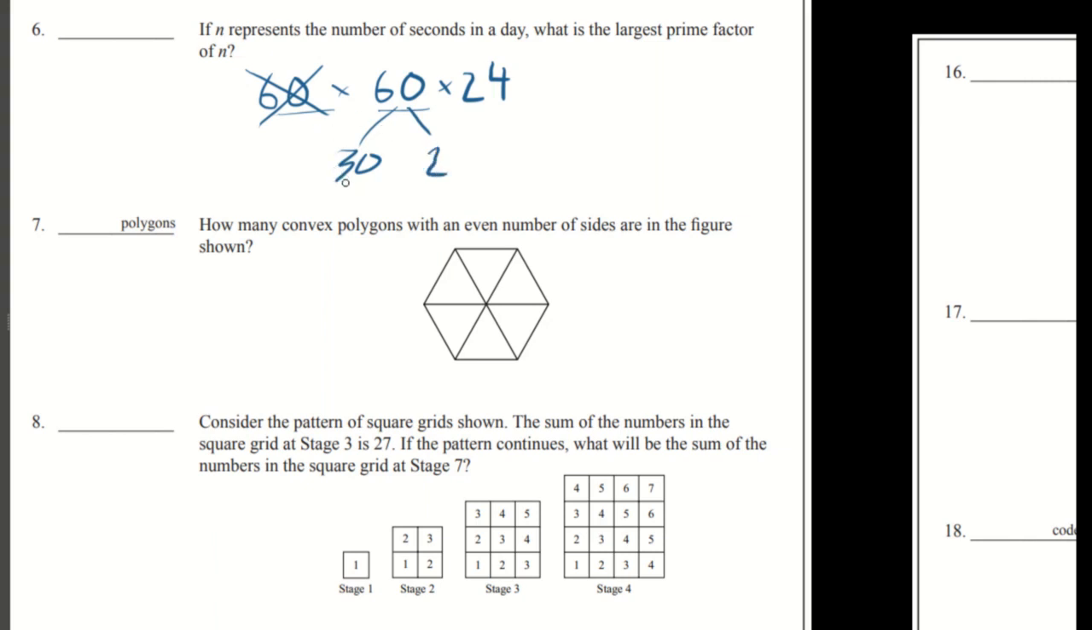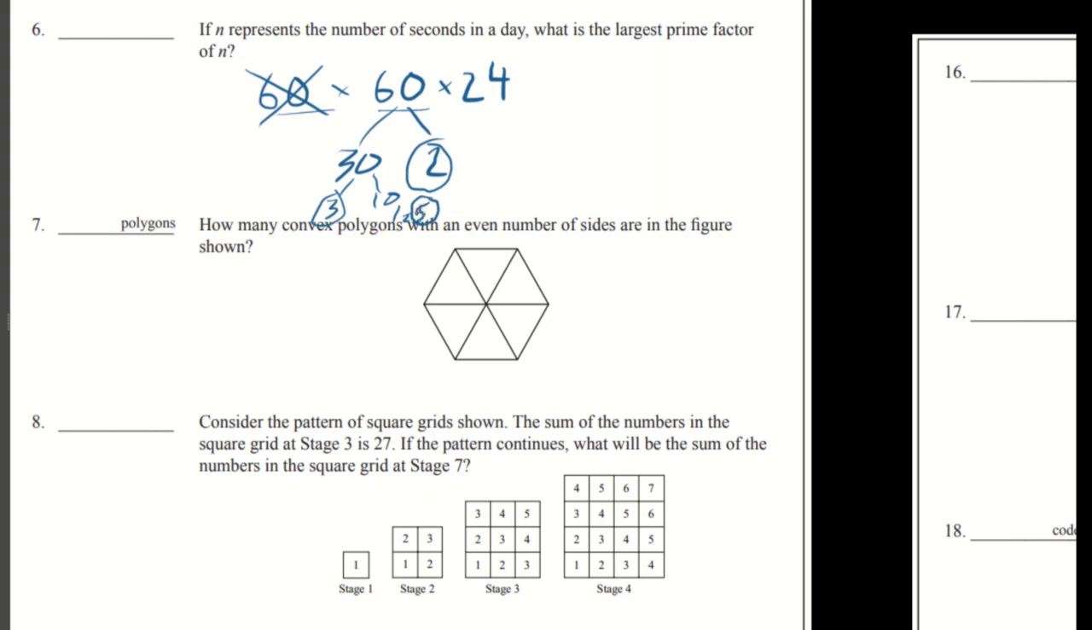And then what do we got for 30? 3 times 10. Are those prime? Well, 3 is. Okay, so we got a prime here, we got a prime here. We still need to break down 10 into 2 and 5. Okay. Well, so far the largest prime factor is 5.